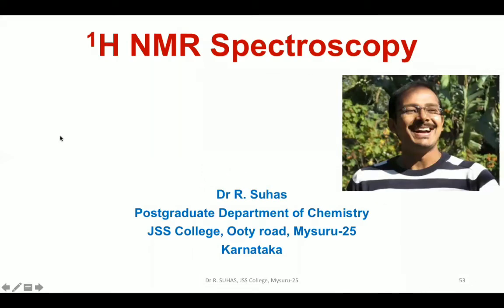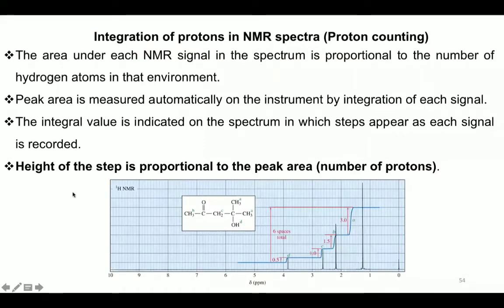Hello everyone. In this class, we are going to study some other important concepts of NMR spectroscopy, say the coupling constant. Before going to the coupling constant, we have to understand proton counting. It is nothing but integration of protons in NMR spectra. Whenever you scan a molecule or any sample for NMR, you will get the NMR spectrum. Based on the NMR spectrum, you can detect how many types of protons, or how many different kinds of protons, are there in the molecule.